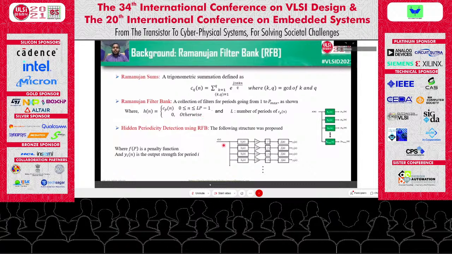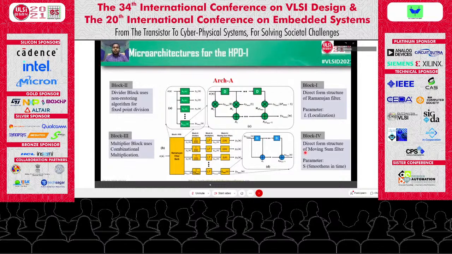The following structure shows the construction of the periodicity detector, which was proposed using the Ramanujan filter bank by Vaidyanathan et al. The output for each channel corresponds to the strength of the corresponding period in the input. We first propose a basic microarchitecture for the HPD based on RFB, which we improve upon with incremental modifications to obtain the rest. Our idea behind having incremental improvements was to have a quantitative understanding of the impact of every change. The first microarchitecture, architecture A, uses 4 stages.